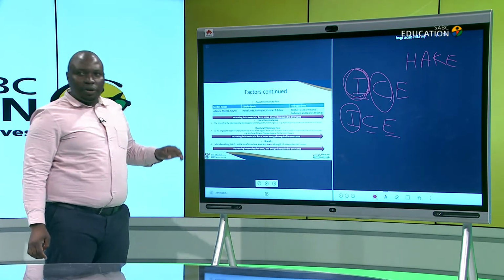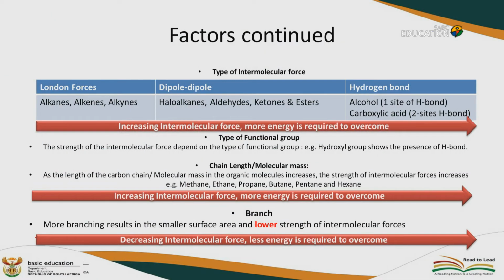So we're saying, when we talk about these factors, the type of intermolecular force, as we indicated, our alkanes, alkenes, and alkynes, we said they have London force. We said haloalkanes, aldehydes, ketones, and esters, we said these ones have dipole-dipole. The last one, we said hydrogen bond is alcohol and carboxylic acid. You can see, as the arrow indicates, that as you increase the intermolecular force, as you move from London force to dipole-dipole, the strength of the intermolecular force is increasing, meaning that more energy will be required as you move to the right, as you move towards hydrogen bond.